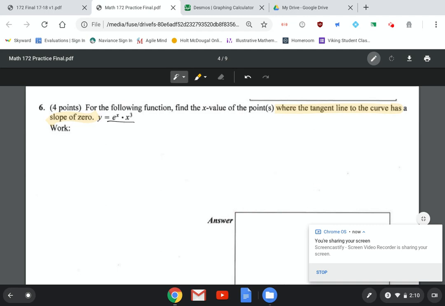So in order to do the slope of this, we have to do the product rule because we have e to the x times x cubed. So let's say that u is e to the x, and let's say v is x cubed, which makes du e to the x, because the derivative of e to the x is just e to the x. We love that one. And dv is 3x squared.